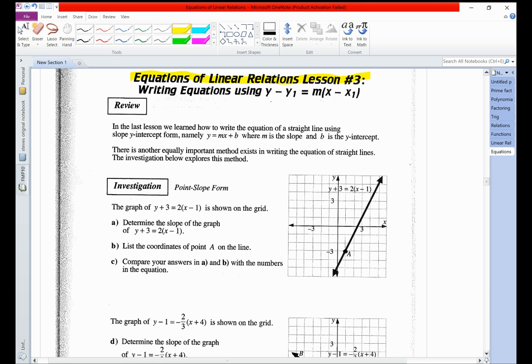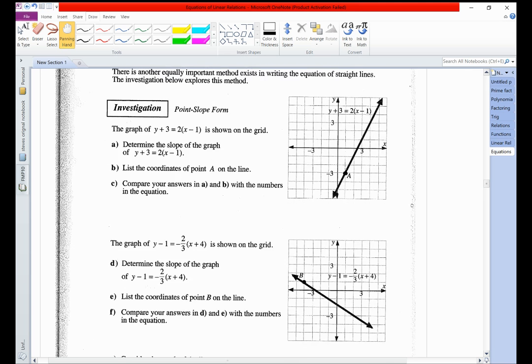In the last couple of lessons we've looked at the form of the linear equation y is equal to mx plus b, where m is the slope and b is our y-intercept. But there are other ways to write the equation of a line using different information. Today we're going to look at point slope form, where y minus y1 is equal to m multiplied by x minus x1. Let's go through a couple of investigations here, and then we will get to it.